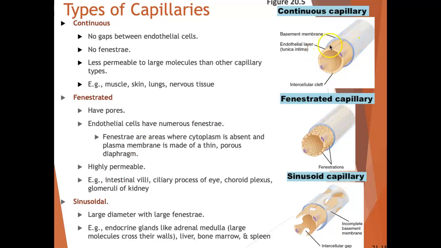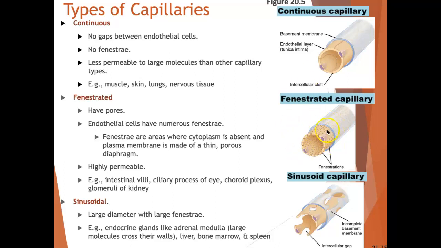There is a continuous capillary, which is similar to the picture we saw before. There really aren't any gaps in between here or fenestra. So this means these cells are tighter together, so we really are not allowing permeability for the larger molecules to move in and out of our blood. So examples would be areas like our muscle, our skin, lungs, and nervous tissue.